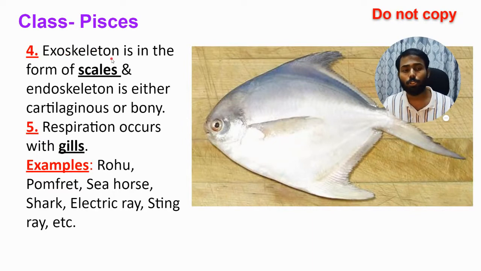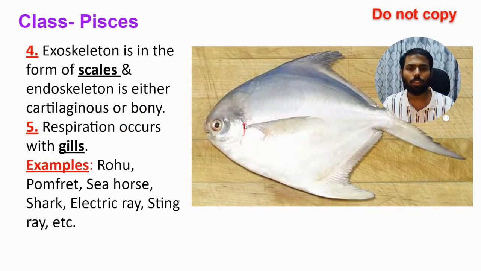And exoskeleton. Exo means outside. Skeleton means the part which is going to give stability and support to the body. It is in the form of scales. You can see here. Any fish you see, there will be scales on the skin, right? Endoskeleton is either cartilaginous or bony. Okay. Endo means inside. Inside, the skeleton will either be made of cartilage or it will be made up of bones. Okay. Respiration occurs with gills.